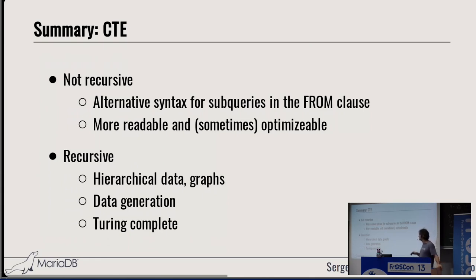And there are recursive common table expressions, which are not alternative syntax, and which open a lot of new possibilities. They allow you to traverse hierarchical data like genealogy trees and graphs, like in the previous example. They can do data generation on the fly, which is very useful in various reports. And it actually makes, so I've heard, SQL a Turing complete language. So if you Google, you can find lots of crazy stuff you can do now with SQL with just one common table expression, like solving Sudoku or writing a Brainfuck interpreter or other crazy stuff that you never wanted, and probably will never want, to do in SQL.